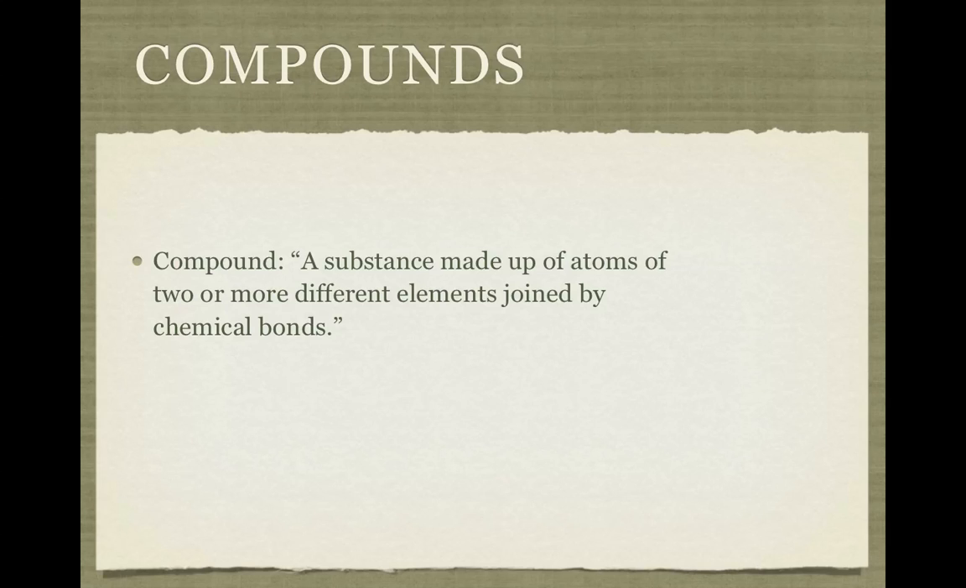Compounds. A substance made up of atoms of two or more different elements joined by chemical bonds. So compounds are actually just two elements that are combined to make this compound. The two elements being of different properties come together to make a compound of a different property. Here, let me show you an example.